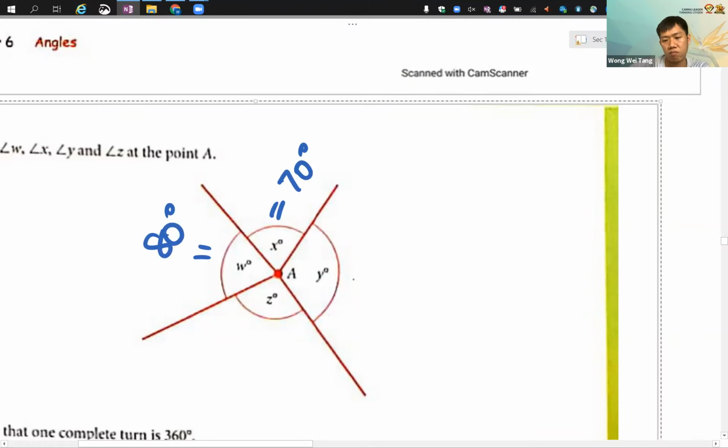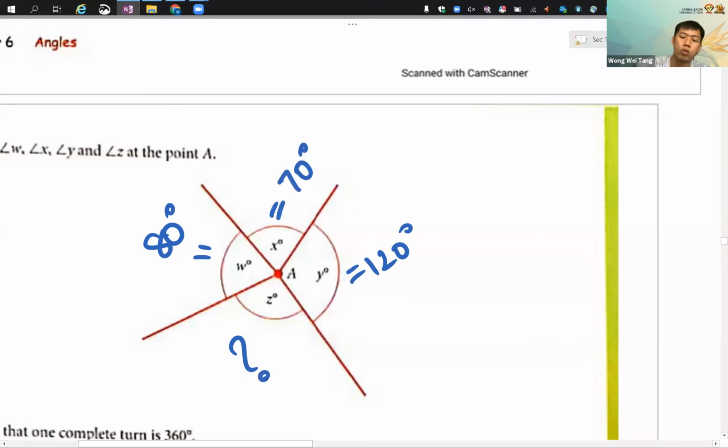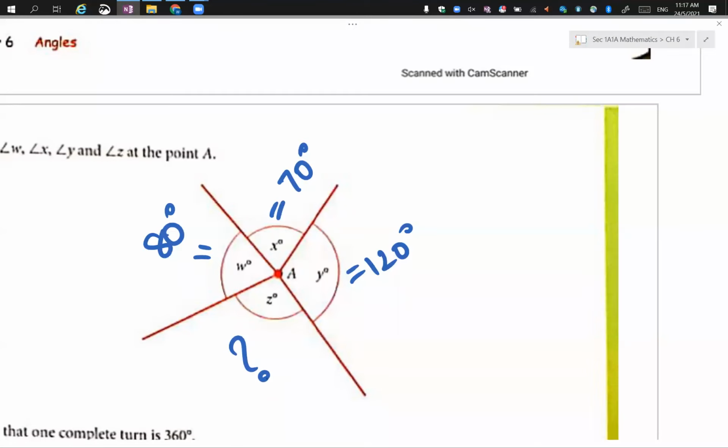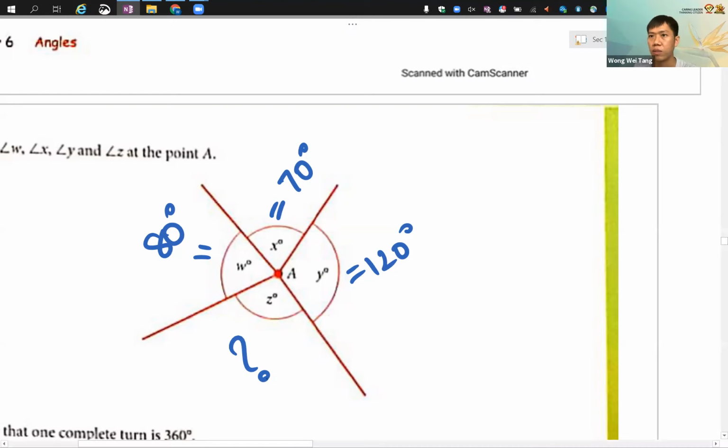Y looks like 120. Okay, so your job right now is to find angle Z. So all take out your calculator, start calculating what is angle Z. And Chloe, you will share your answer with us. Okay, Chloe, once you're ready, you can unmute yourself.